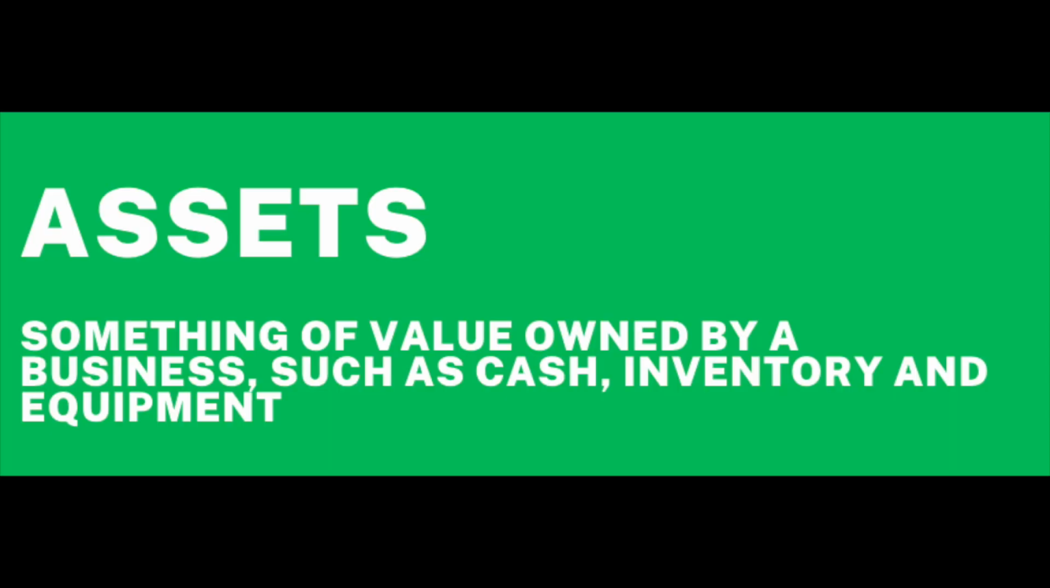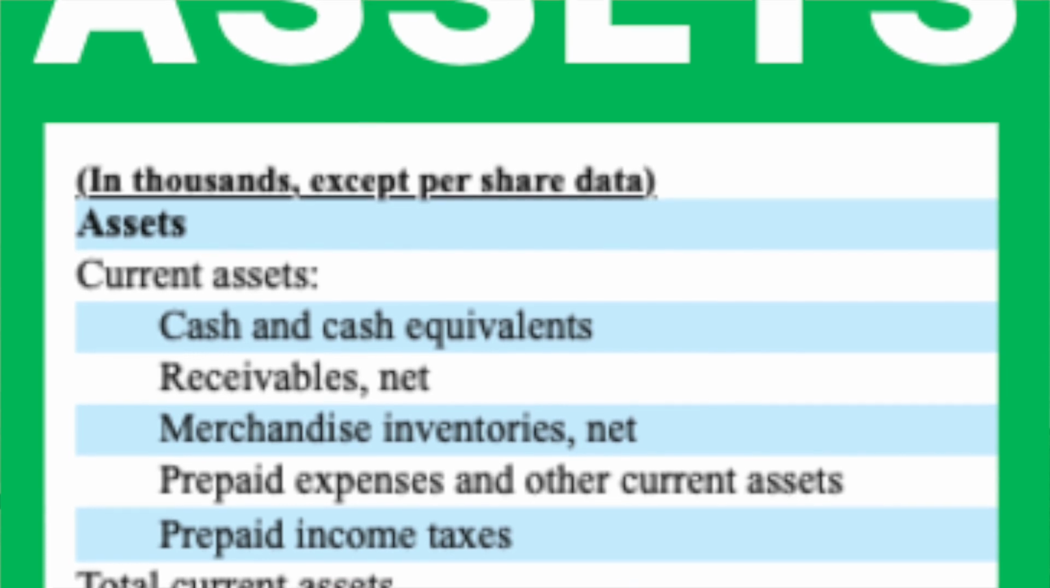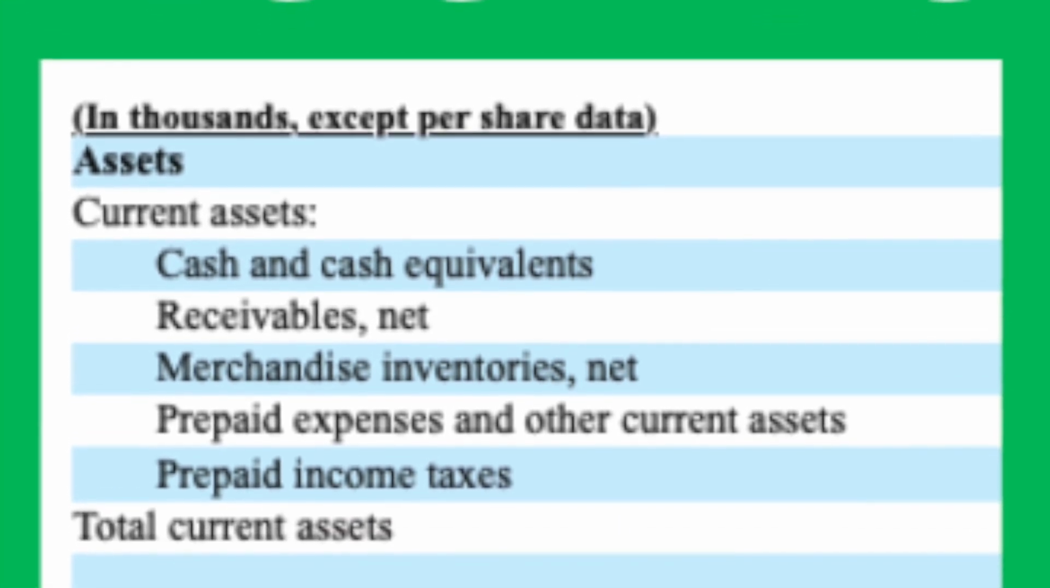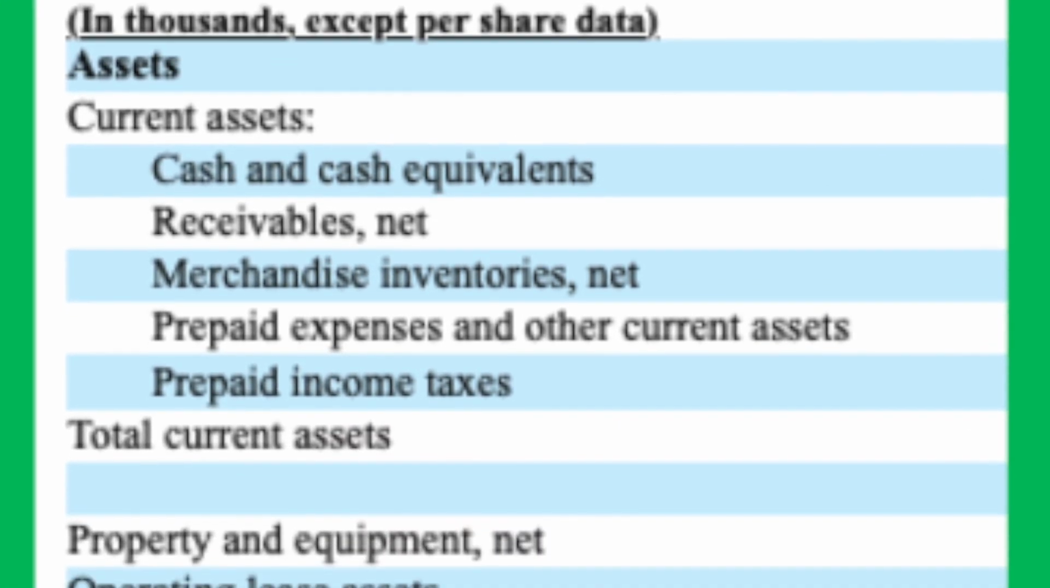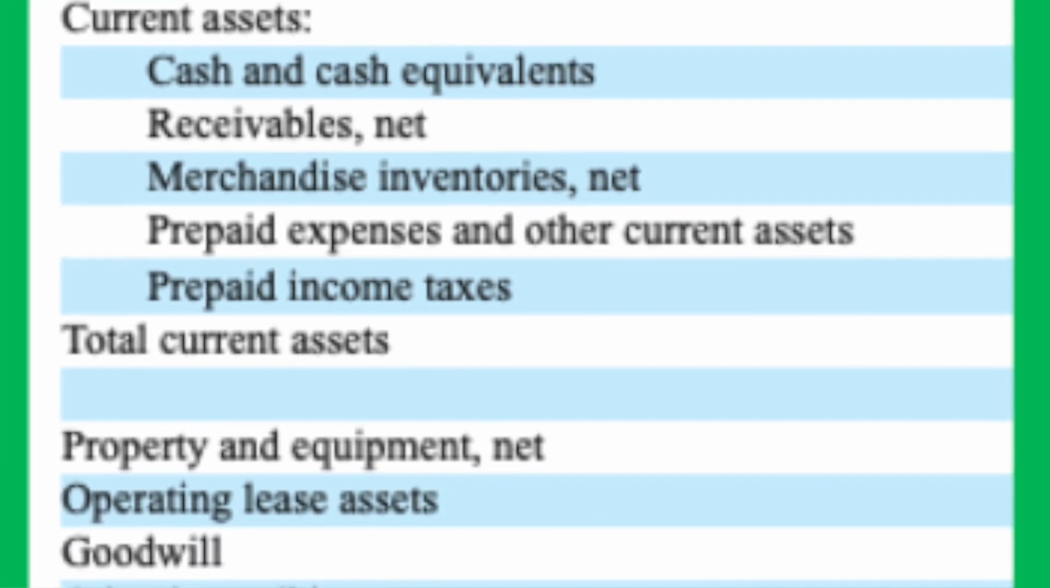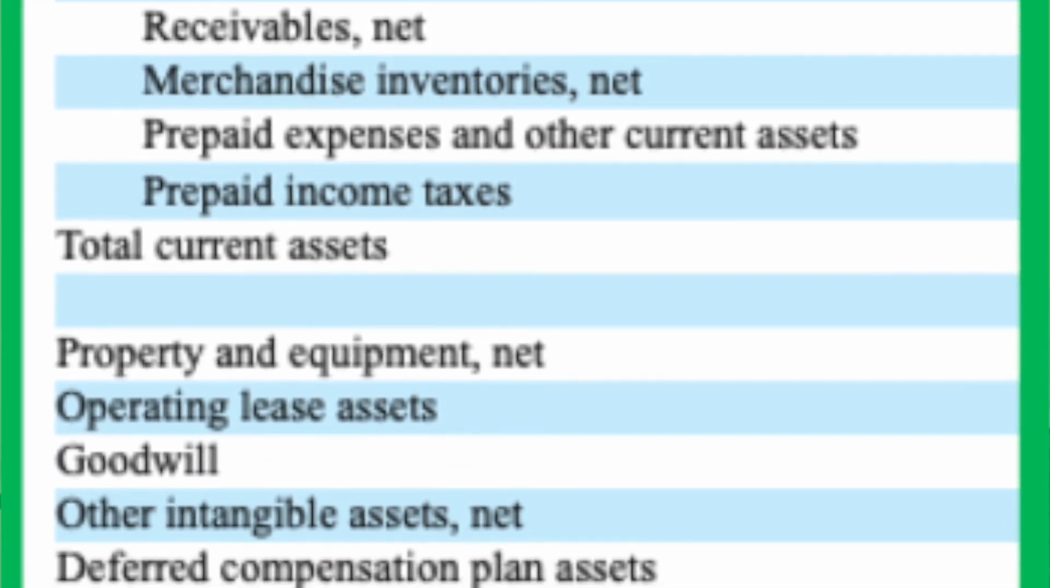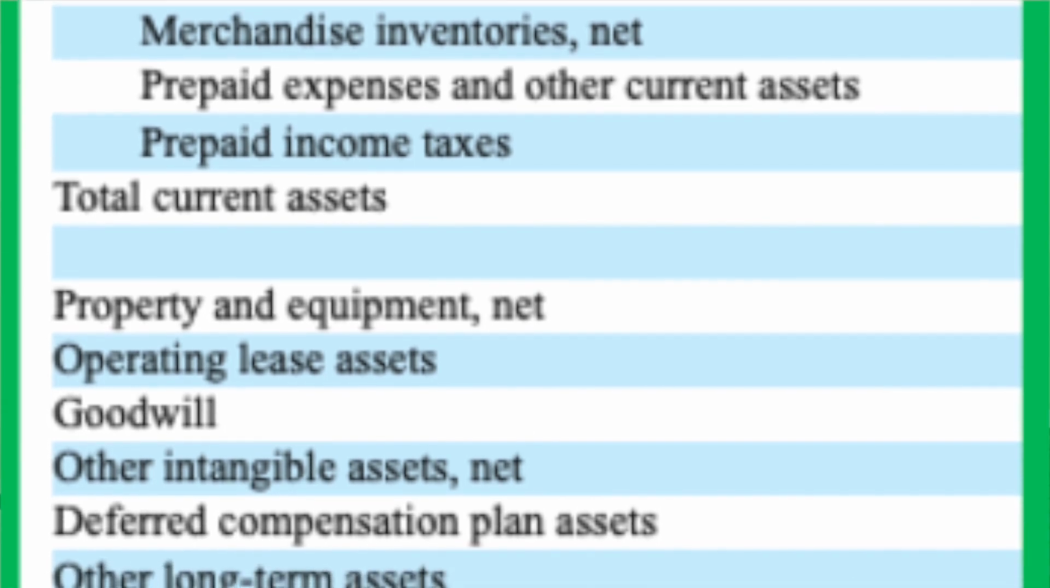So what makes up the assets section of Ulta Beauty's balance sheet? But first, what are assets? Assets are something of value owned by a business, such as cash, inventory, and equipment. So let's dig into Ulta's balance sheet and see what do they have listed in their asset section. They have cash, receivables, merchandise inventory, prepaid expenses, prepaid income taxes, property, plant, and equipment, operating leases, goodwill, other intangible assets, deferred comp plans, other long-term assets, and then they total up the assets.